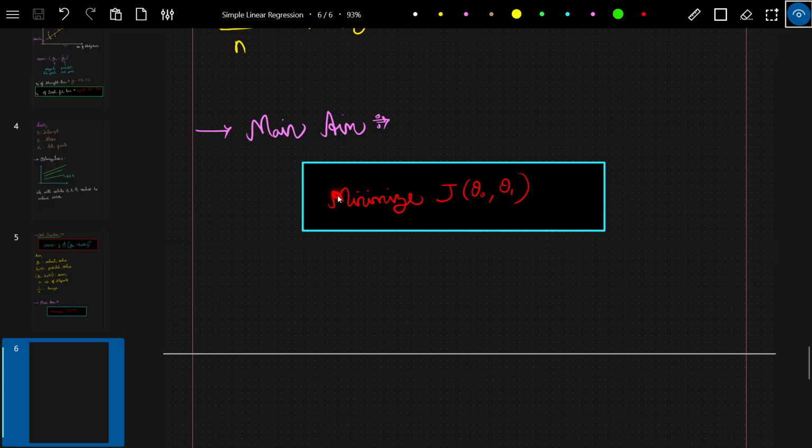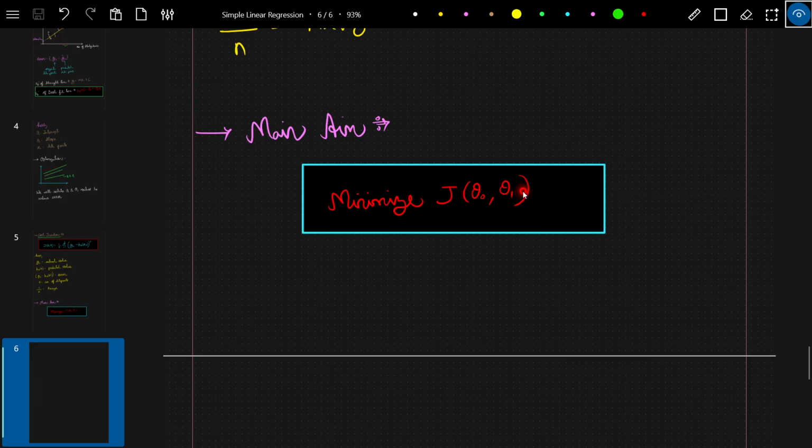Now what is our main aim, guys? See, our main aim is basically to minimize this J of theta naught comma theta 1, because our final goal is crystal clear, guys. We want to reach a value of theta naught comma theta 1. What is theta naught? Theta naught is basically the intercept, guys. And what is theta 1? Theta 1 is basically the slope.